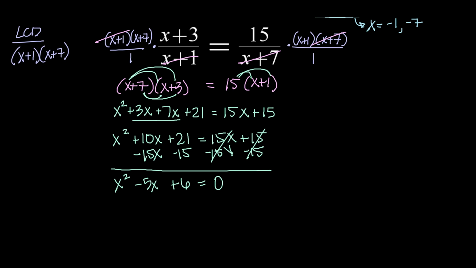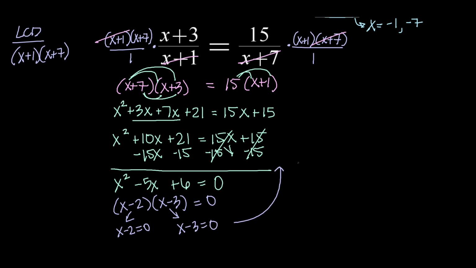So here I can factor this or use whatever method of solving this quadratic that you are most comfortable with, but I do notice that this is going to factor to x minus 2 times x minus 3. Setting those separately equal to 0, I have x minus 2 equals 0 and x minus 3 equals 0, which gives me x equals 2 and x equals 3 as potential solutions.